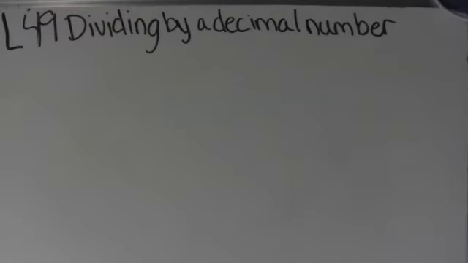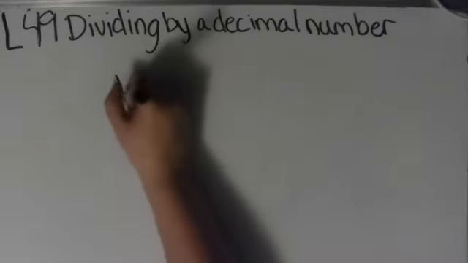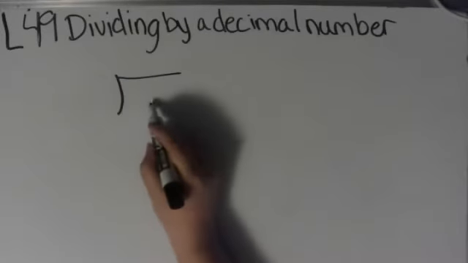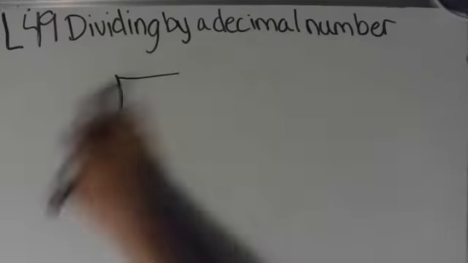This is lesson 49 for course 1, dividing by a decimal number. So we've already done dividing that uses a decimal number in the way of the dividend is the decimal number, but we haven't done one where the divisor is the decimal number. So just a quick review: divisor, dividend, quotient.